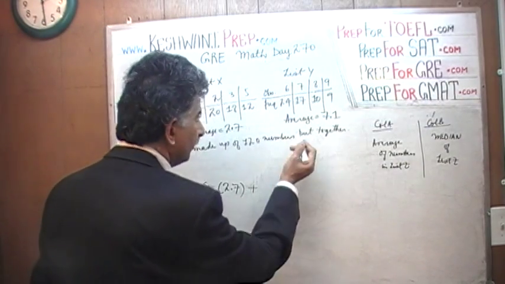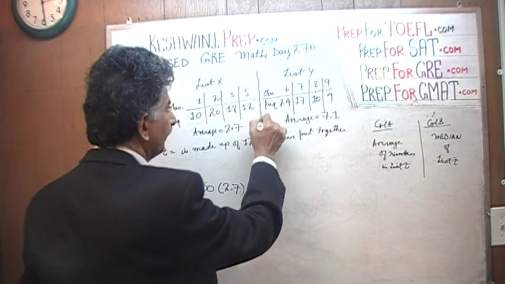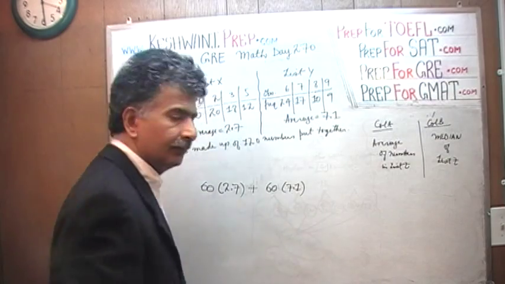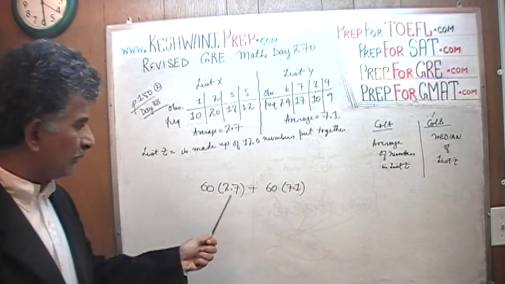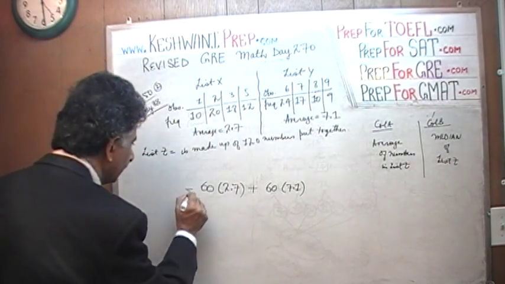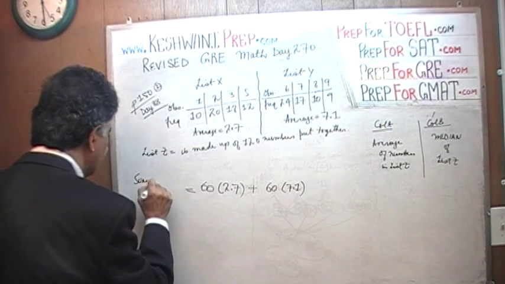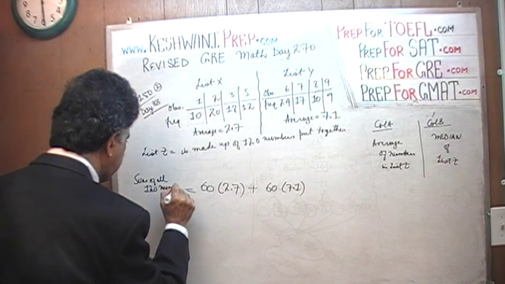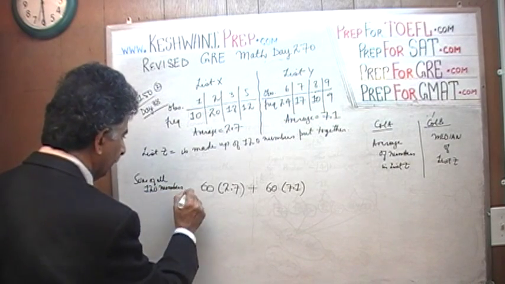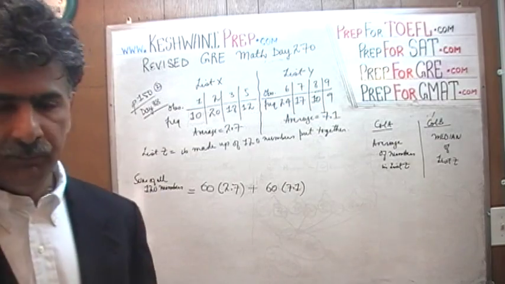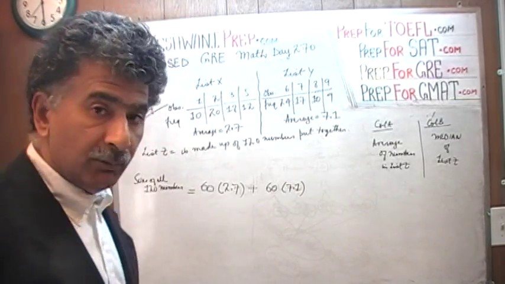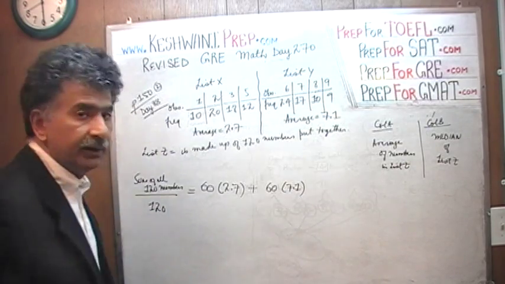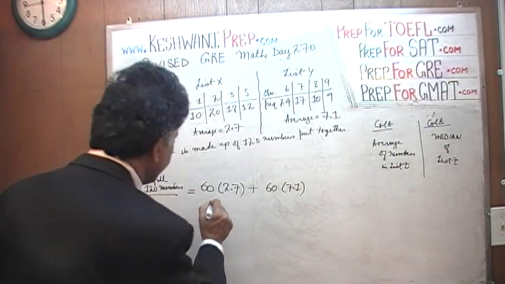Similarly, the sum of the 60 numbers in list Y is 7.1 times 60. So this quantity represents the sum of all 120 numbers. I meant to say 120 numbers, not 20 numbers. And if we divide this sum by 120, we'll get the overall average, which is what the first column is.